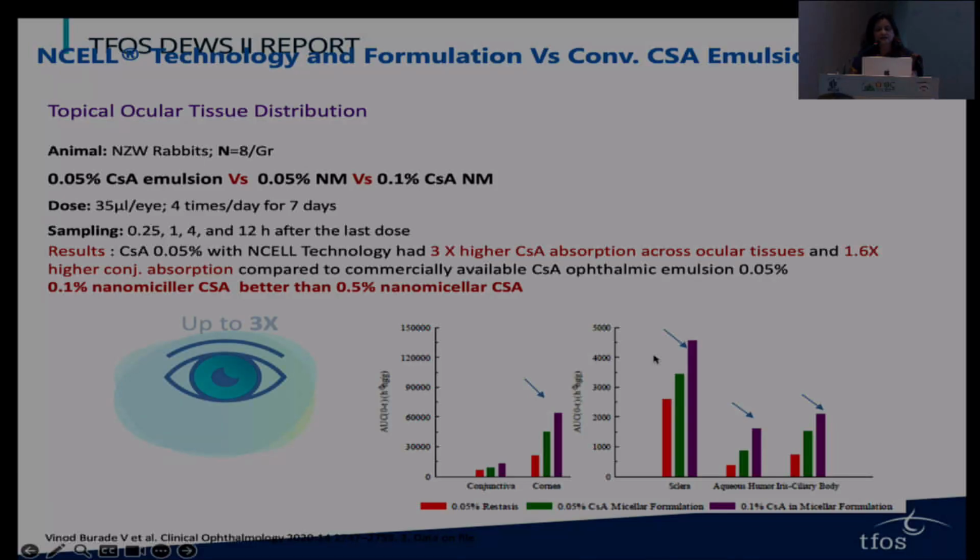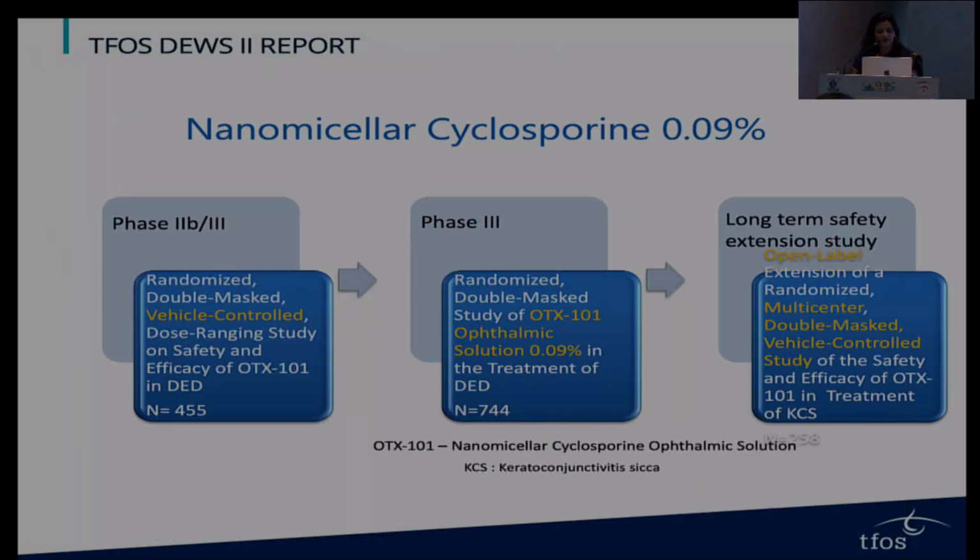Some of the studies which have been done on this Cequa, the cyclosporine made by the N-cell technology: this is an animal model which clearly shows that there is a 3 times increase in the conjunctiva and the cornea with Cequa as compared to the other agents such as Restasis and 0.05% cyclosporine.